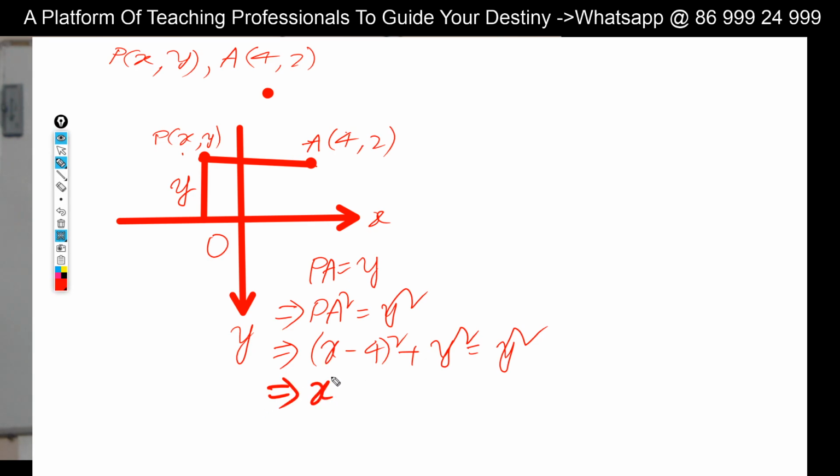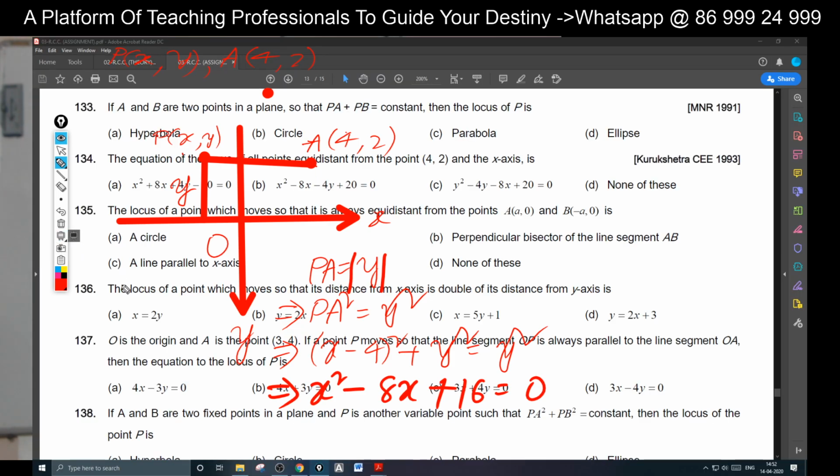X square minus 8x, I must say mod y, please. I must say mod y because this is a distance, we must take modulus of that. Minus 8x plus 16 is equal to 0 should be your answer. But the y term is there in the options. The equation to the locus of all points equidistant from the point and the x-axis.